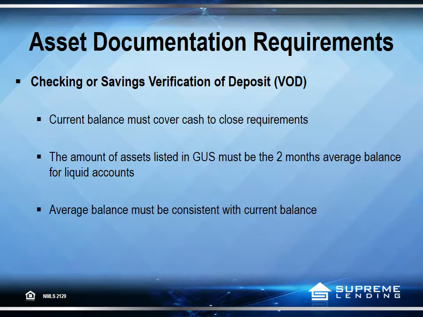Asset documentation requirements for checking or savings verification of deposit include a current balance that must cover cash to close requirements. The amount of assets listed in GUS must be the 2 months average balance for liquid accounts. An average balance must be consistent with current balance. Any significant increase must be accompanied by a written explanation and proof of source of those deposits.